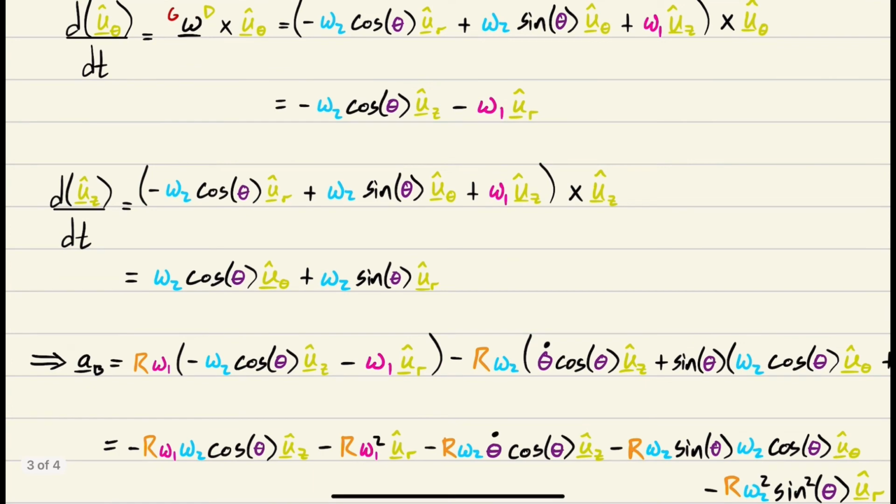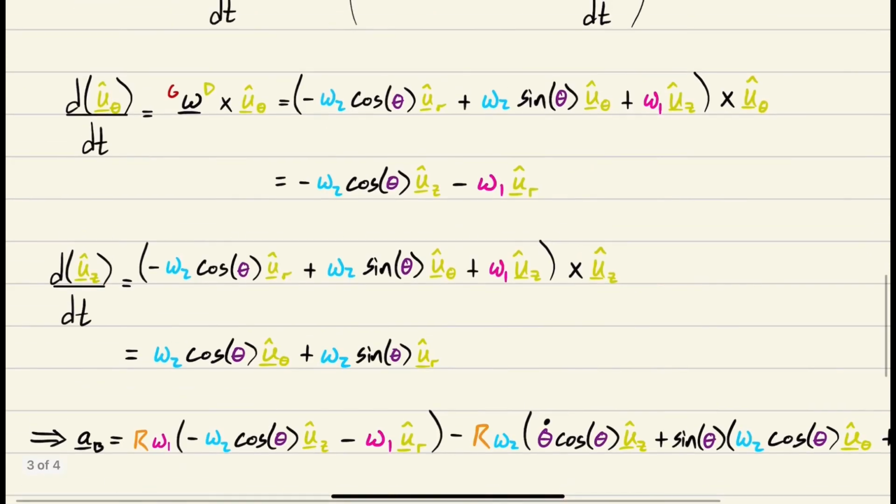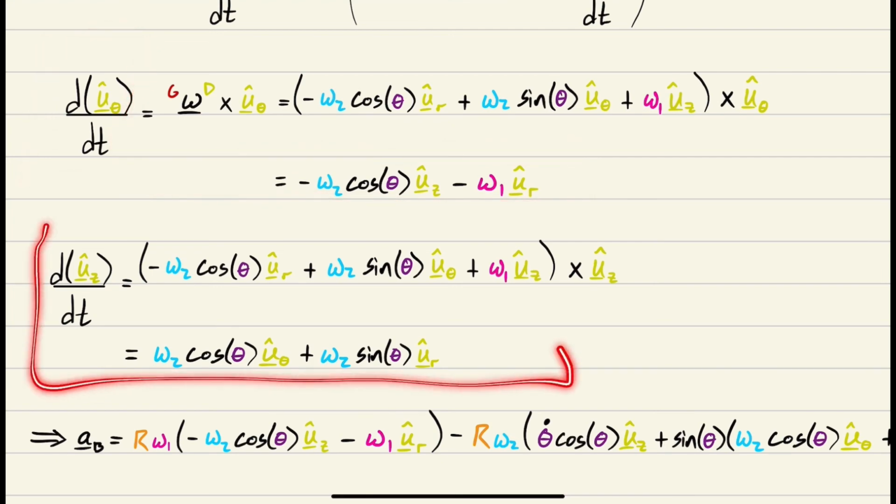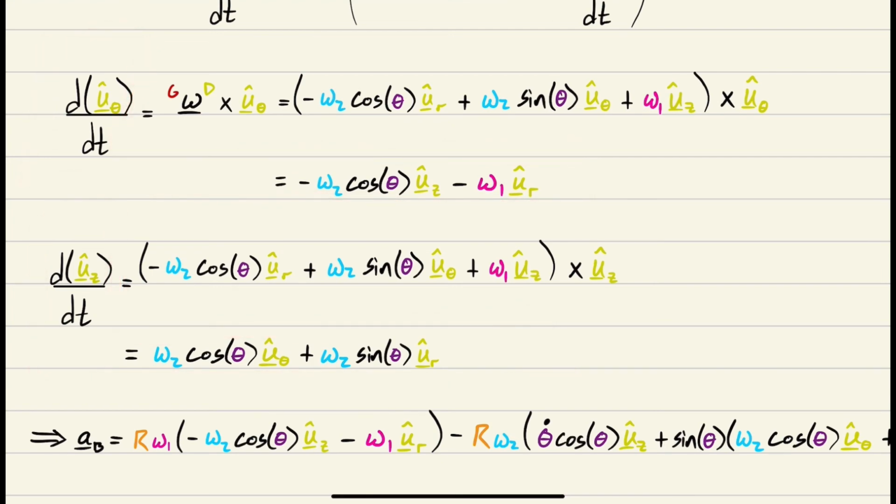And then we do the same thing. We take the absolute angular velocity right there, put it in here, but this time we're going to cross it with uz. So ur crossed with uz is negative u theta, so we lose this negative sign here, u theta. U theta crossed with uz is ur, and then uz crossed with uz is 0, right? So now we have the rate of change of u theta and the rate of change of uz.